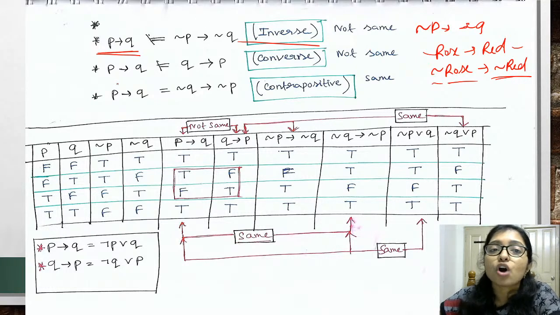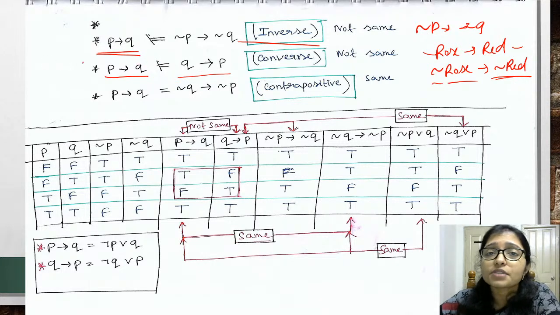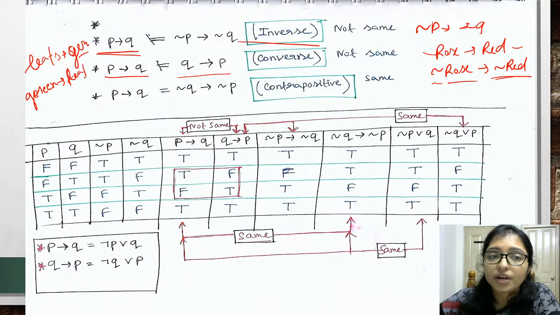And what is converse? Converse means P implies Q does not mean Q implies P. For example, all leaves are green. So leaf implies green, but can you say that green implies leaf? No, right? So they are not the same. P implies Q is not the same as Q implies P, which is called the converse.